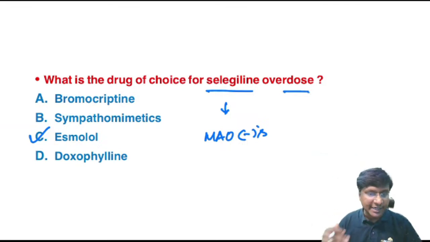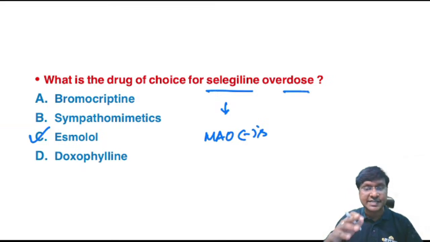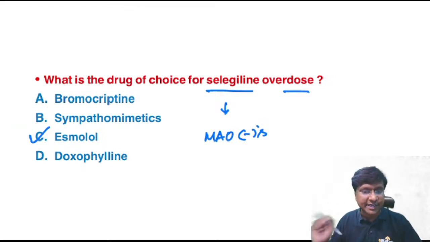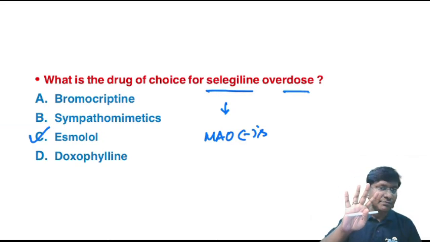It is esmolol. And what is the purpose for which we are giving esmolol? Because monoamine oxidase inhibitors cause impairment of metabolism of endogenous catecholamines, thereby increasing the epinephrine and norepinephrine, causing hypertension and tachycardia. In order to reduce that hypertension and tachycardia, we give esmolol, which is considered the drug of choice.